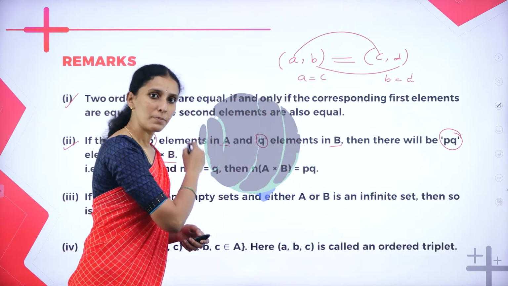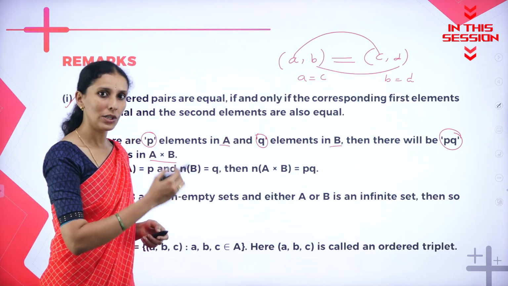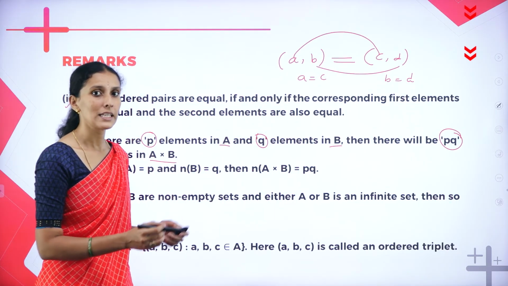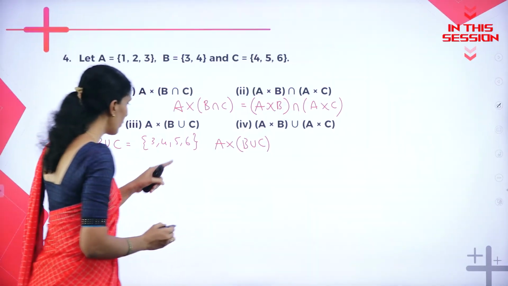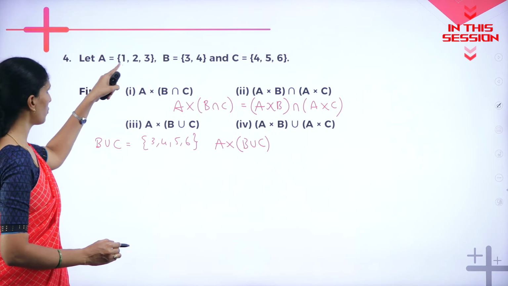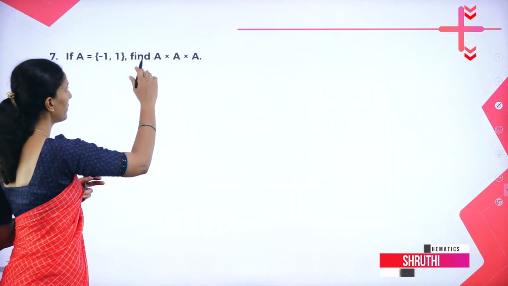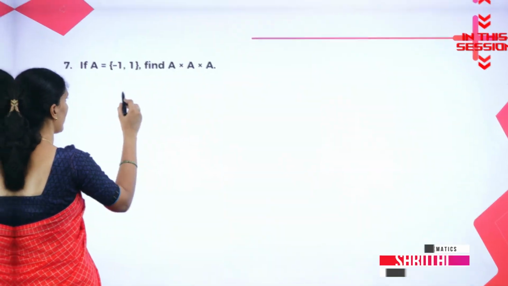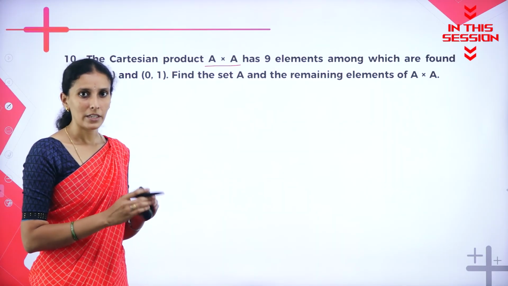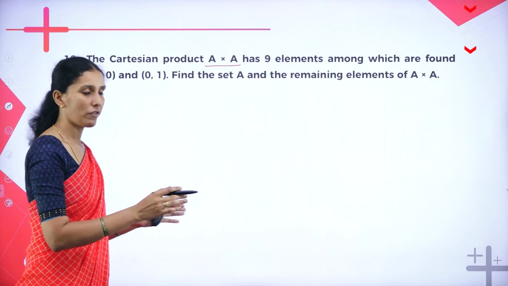If A contains P elements, B contains Q elements, the number of elements in the Cartesian product is P into Q. So with the elements of B union C, you should pair the elements of A. So before finding A cross A, let me find first what is A cross A. So when you are multiplying the same set, that means they have the same number of elements.